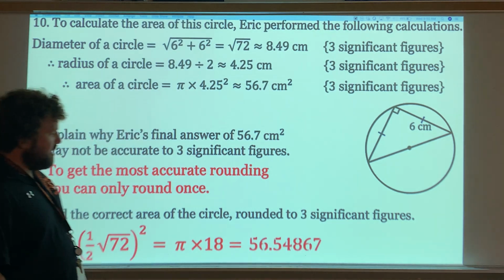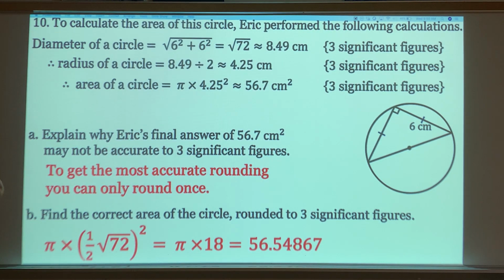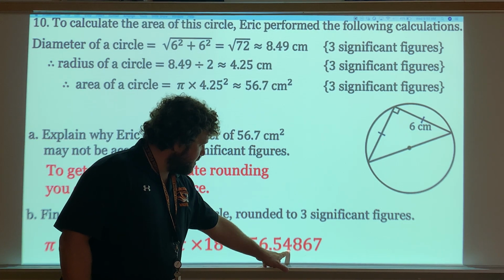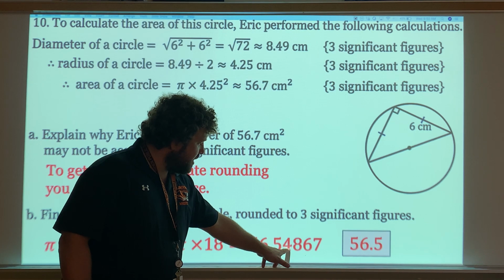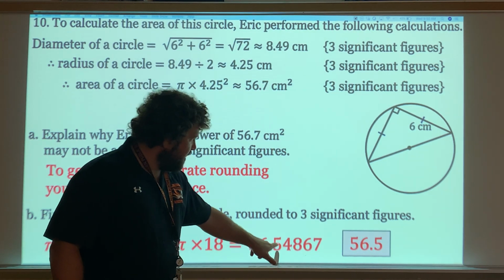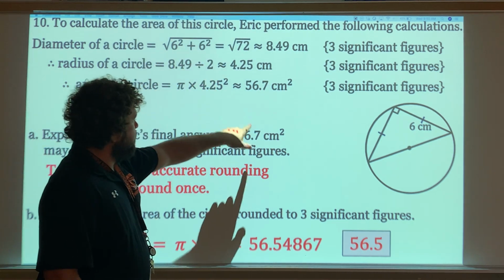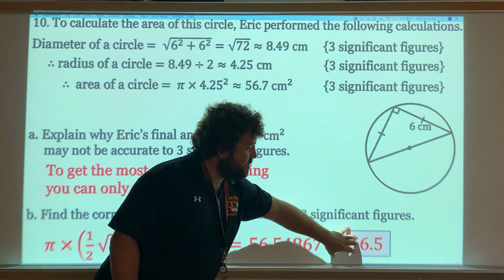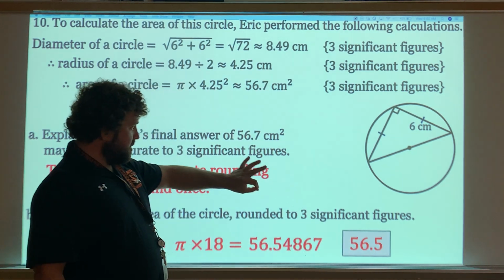So pi times 18 is 56.5486. Now we're going to 3 significant figures. So we're going to this place right here. So we're going to use this 4 to round. The 4 is less than 5, so we're going to do 56.5 as our answer. A little different. All right? This is almost exact with 3 figures.